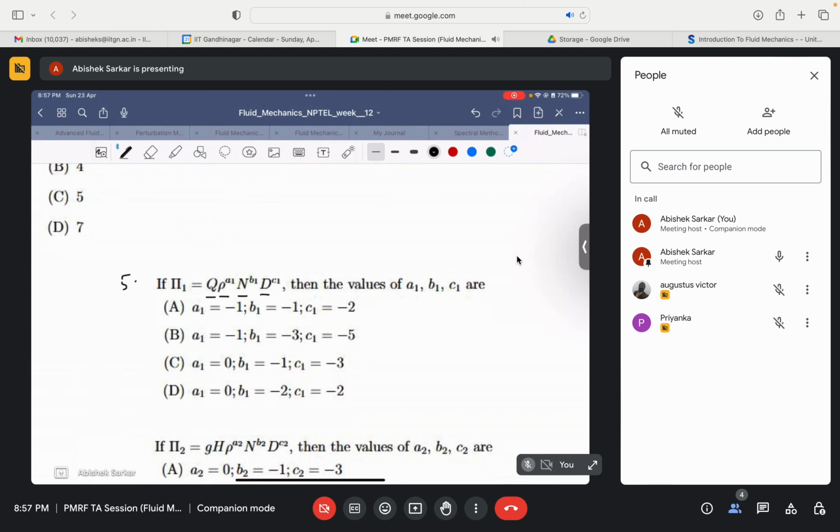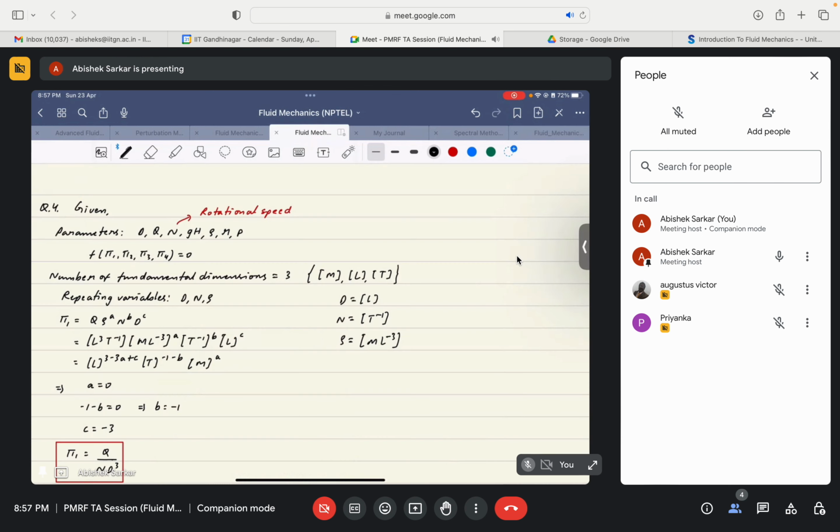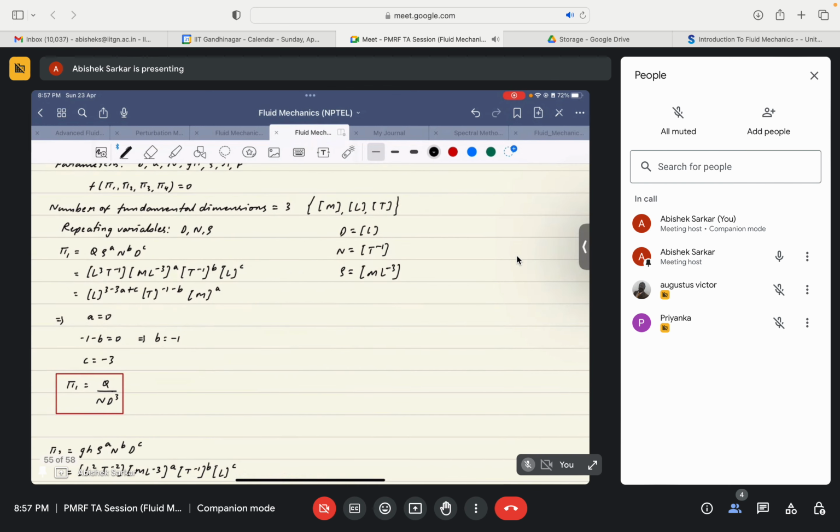Okay, and funnily enough, I didn't look through it, but they have given the choice of our repeating variables themselves, right? So it simplifies the problem even further. So I am thankful that my choice and their choice are similar. So I write pi 1 is equal to Q rho^a, n^b and D^c. Okay, so the dimension of Q would be meter cube per second, right?